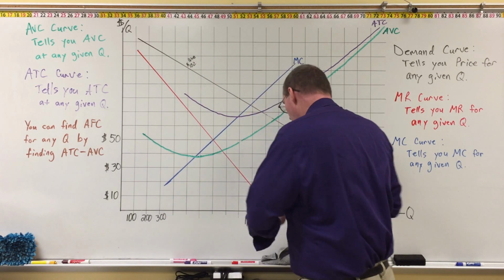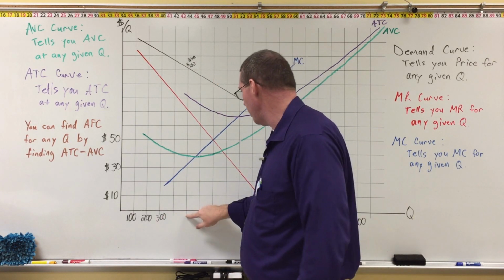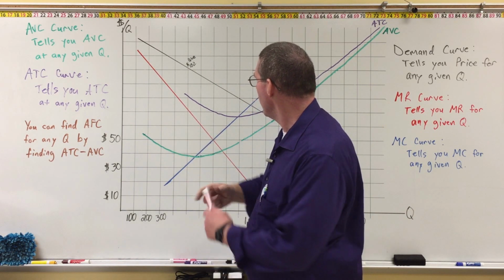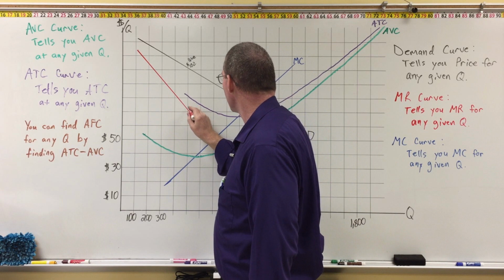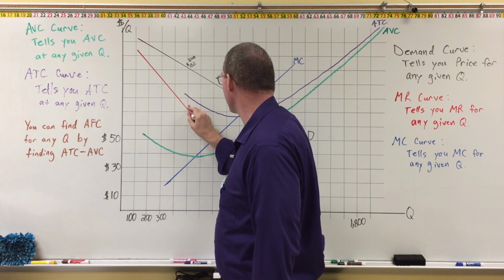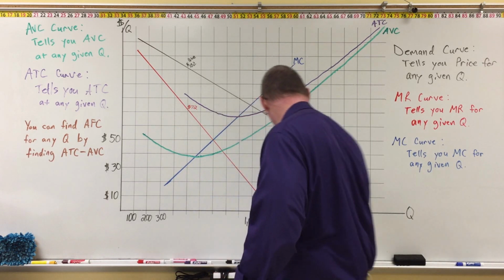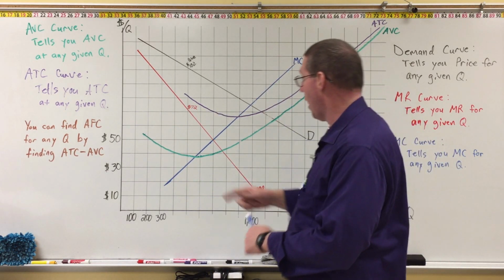Now we're going to identify the marginal revenue at 500. So we're going to go 10, 20, 30, 40, 50, 60, 70. That's maybe 72. So the marginal revenue is about $72. All right. Now let's identify the marginal cost at 500.